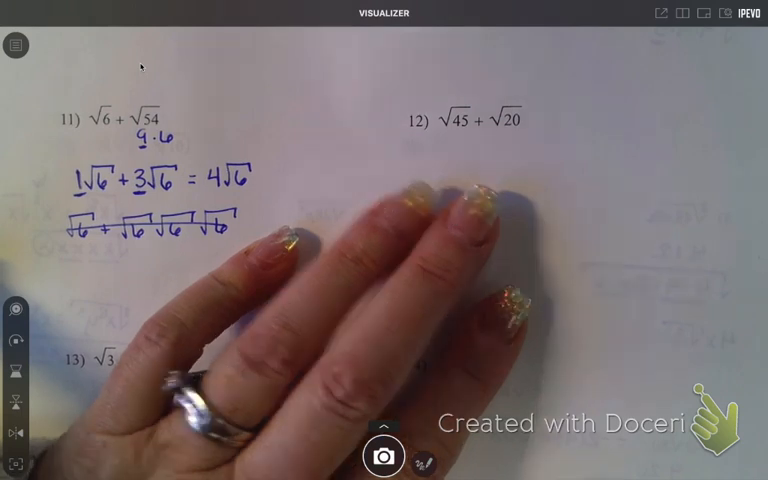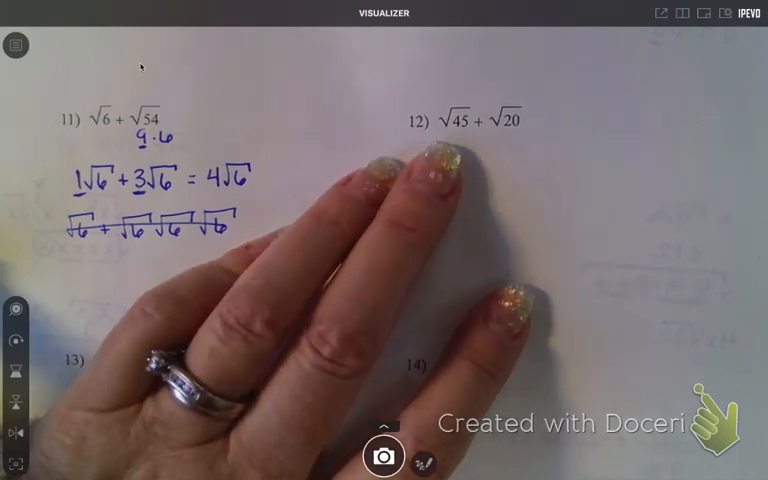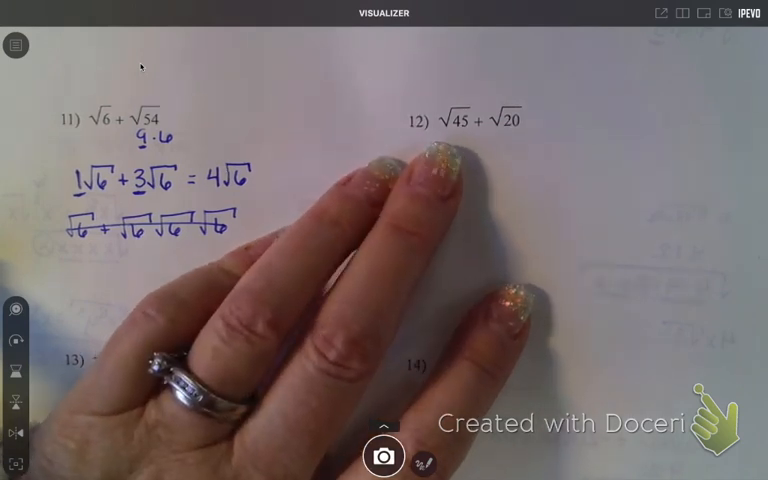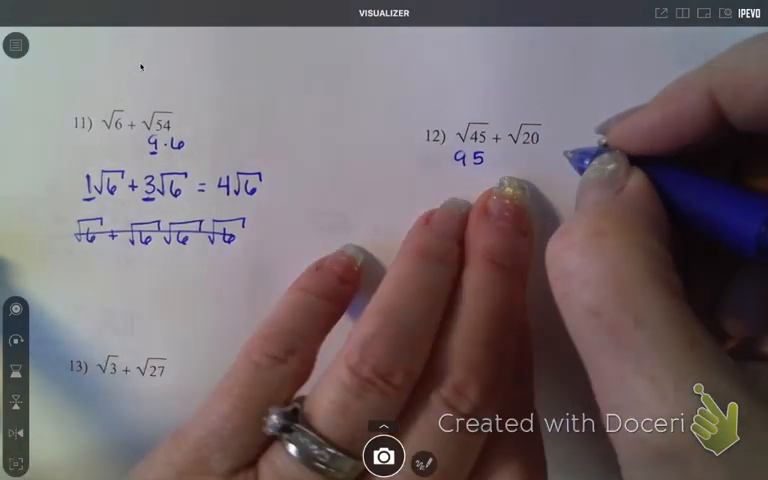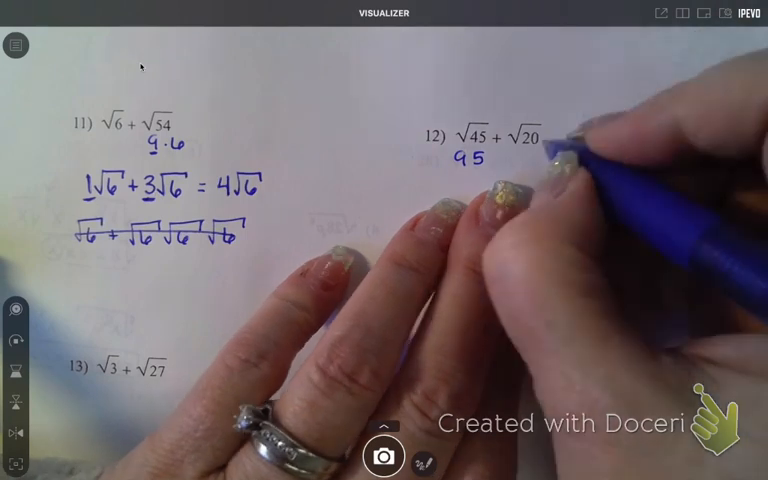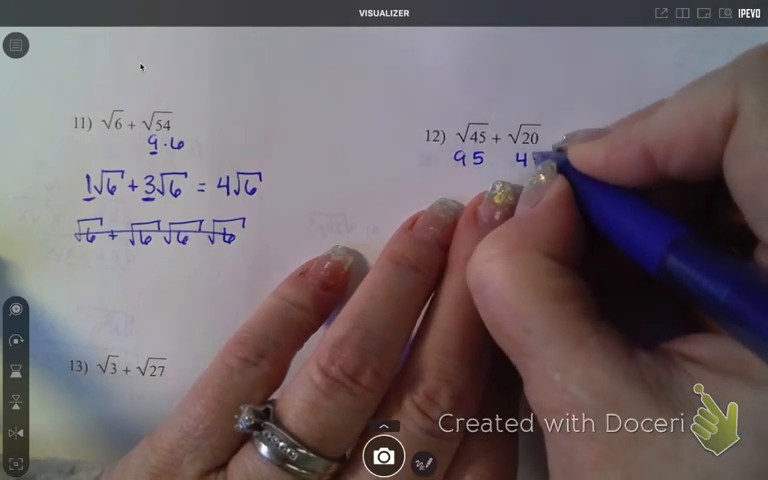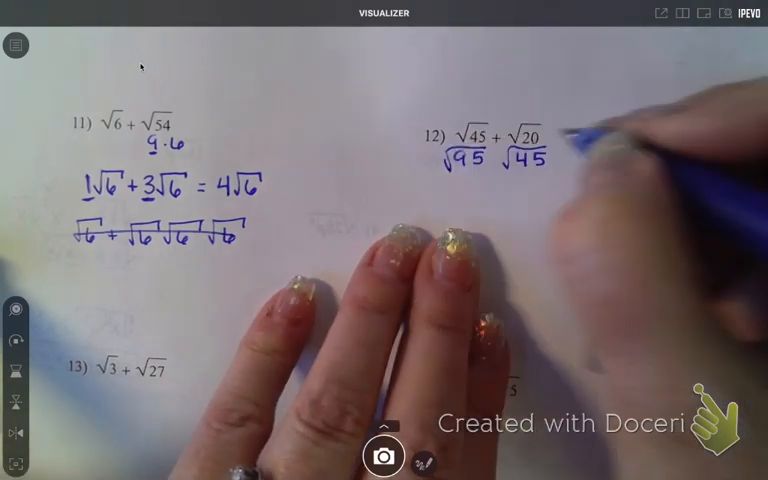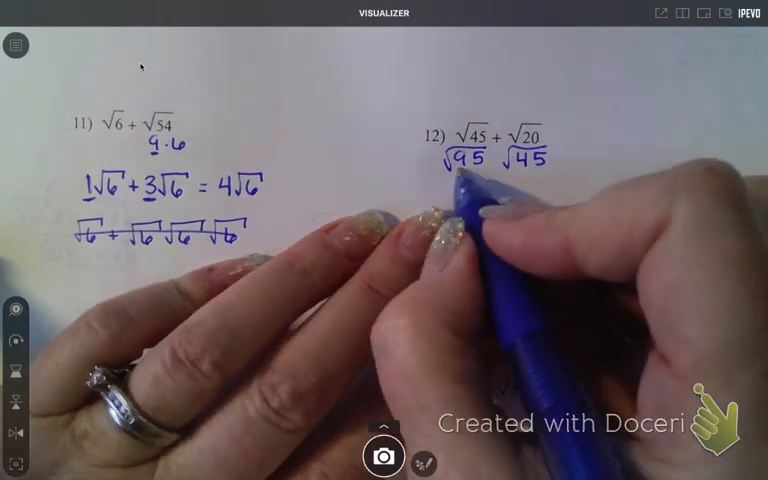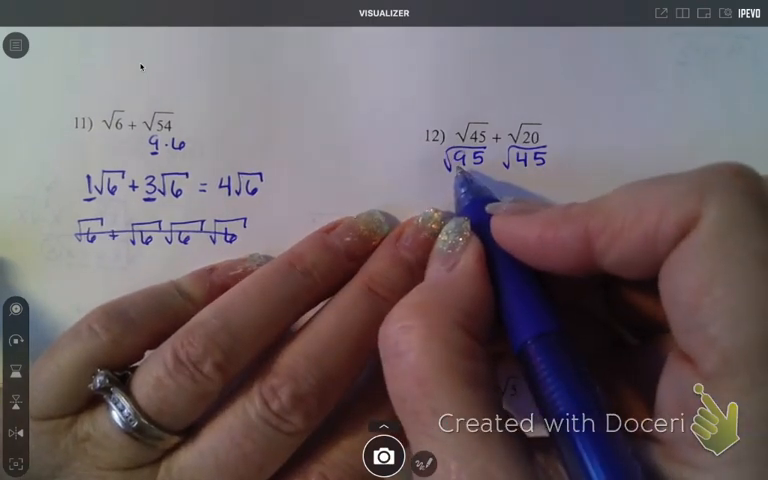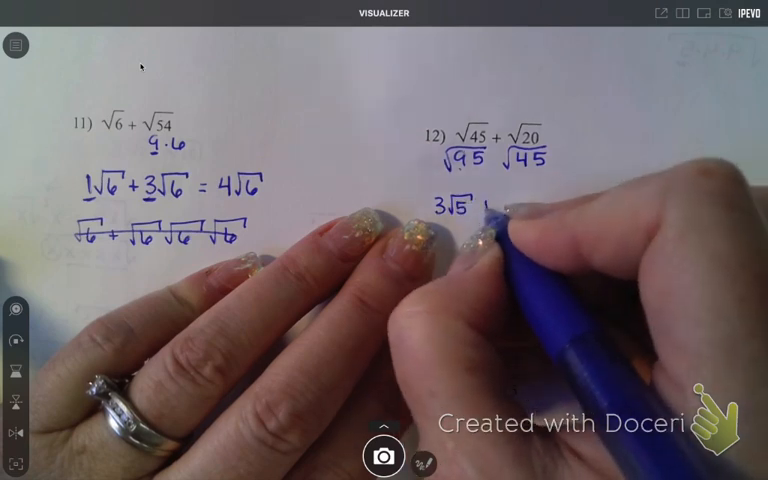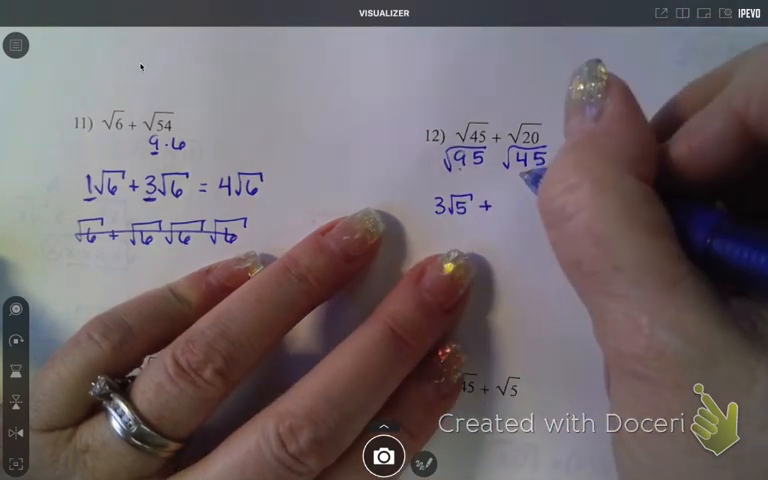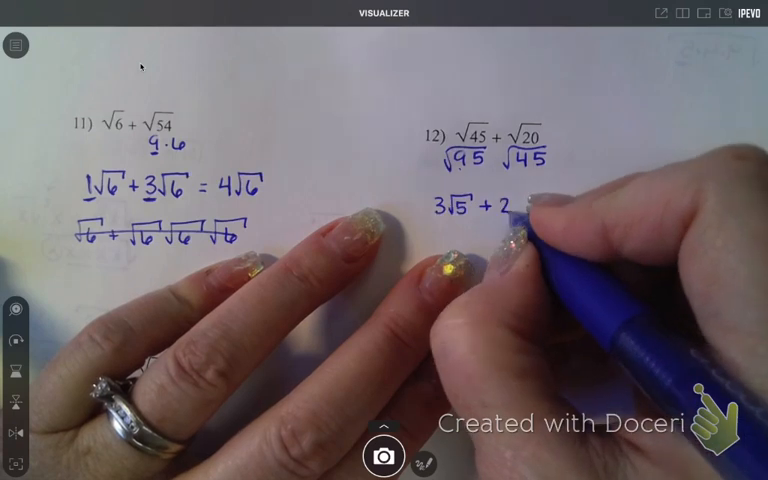Okay, Henry, what's the perfect square in 45? 9 and 5. So write 9 and 5 under there. Okay. What's the perfect square in 20? 4 and 5. So 4 and 5. Okay, so remember there's a square root over both of them, right? What's the square root of 9? 3. And the square root of 5 stays in there, correct? What's the square root of 4? 2. So I have 2 square root of 5.